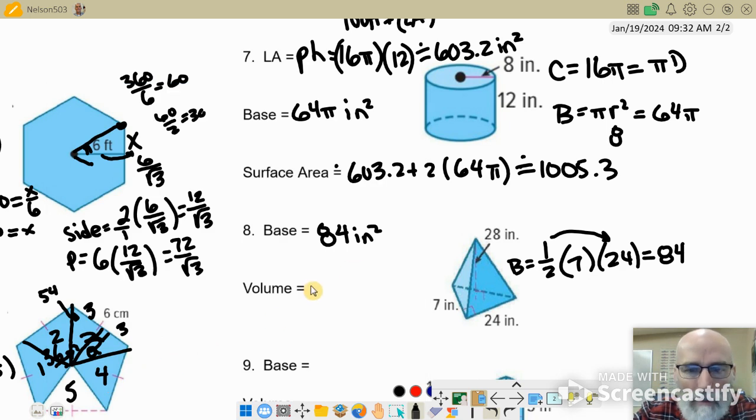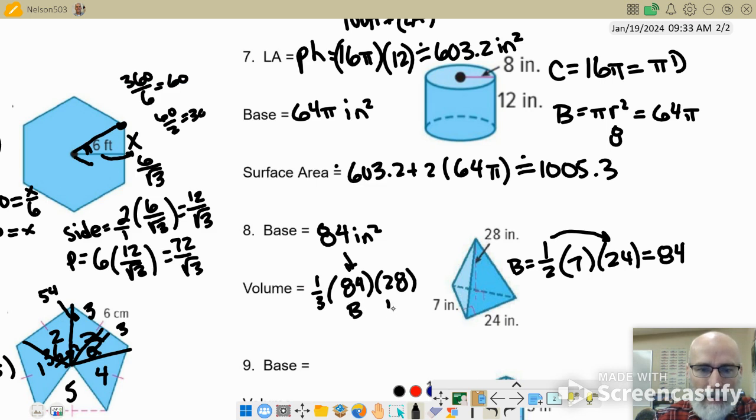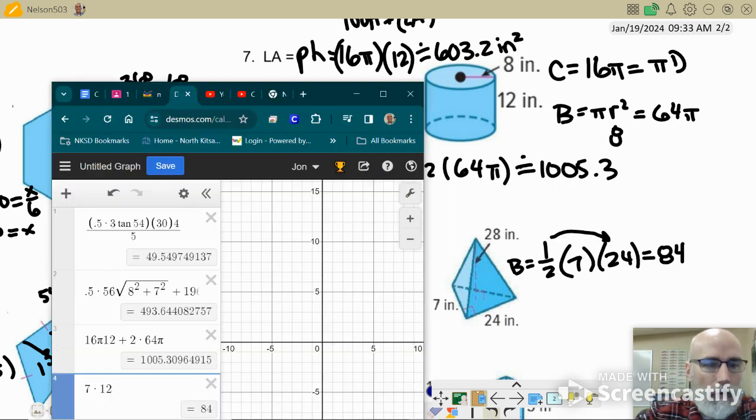The volume is going to be the area of the base times the height and a third of that. So I got to do 1/3, 84 times 28, right? I'm putting the base right here. This is the base, this is the height, and you got to take 1/3. So I could just go right here and go times 1/3, and then we got to multiply that by the height, which was 28. I see the height right here, right? The height's 28. The base was the 7 times 12, and so we took a third.